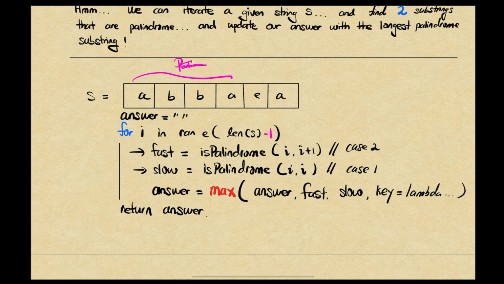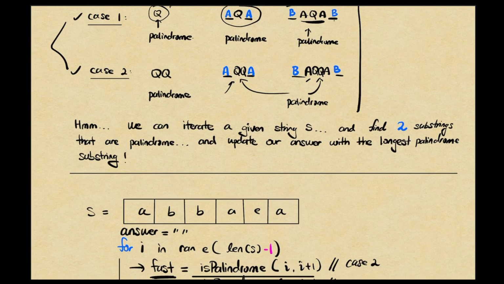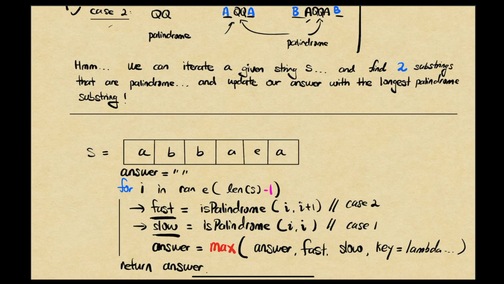So how should our code look? We will be iterating over the entire length from 0 all the way to length of S minus 1. So this is key. And we build two cases. We have fast and slow. Fast corresponds to, say, case 2, where we start with two letters. Here you can see that we have I and I plus 1.